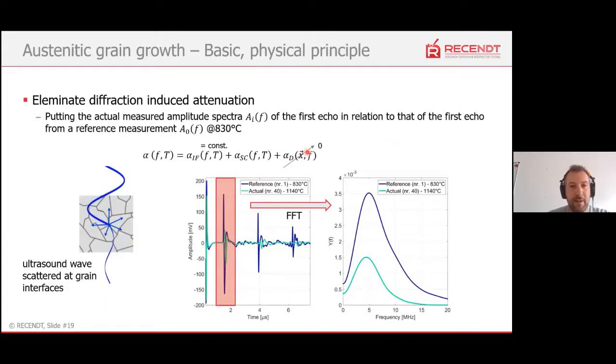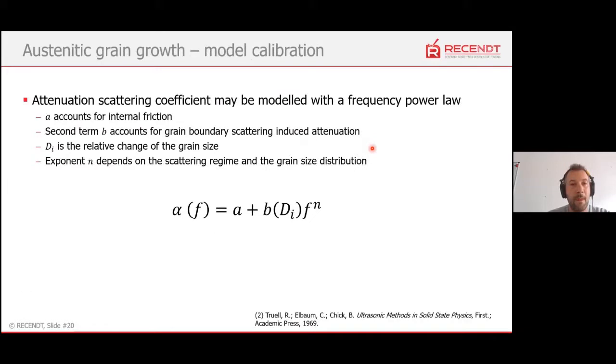So we can eliminate the diffraction contribution, and as told before, the internal friction is weakly frequency dependent, so we can take it as a constant afterwards. So the attenuation scattering coefficient may then be modeled with a frequency power law, where A accounts for the internal friction, and the second term B accounts for grain boundary scattering induced attenuation. D is the relative change of the grain size, and the exponent n depends on the scattering regime and the grain size distribution.